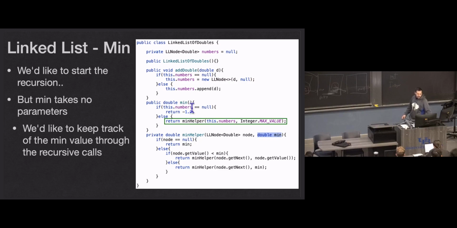we need some recursion, but this takes no parameters. So whatever parameters we want on the recursive call, we're going to add a second method that we'll call a helper method that we'll call with some initial values to start the recursion. And then each step on the recursion, node is going to be the node we're visiting, since we can't take advantage of the keyword this.